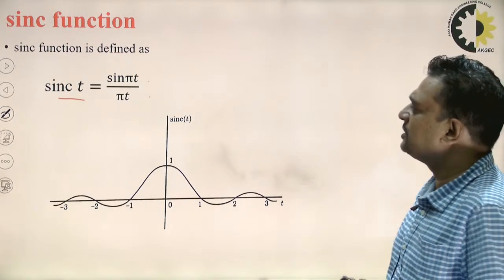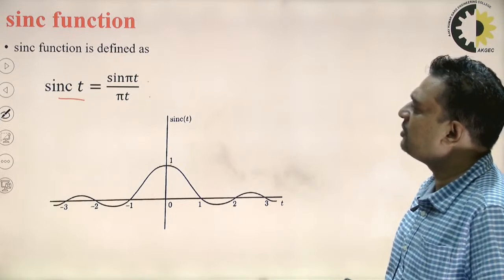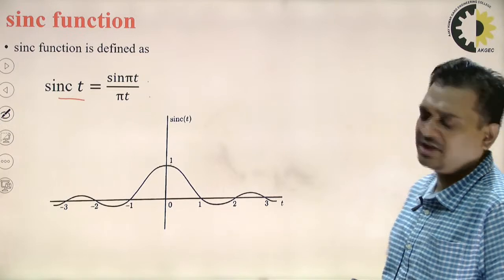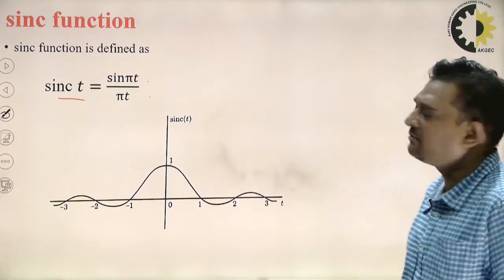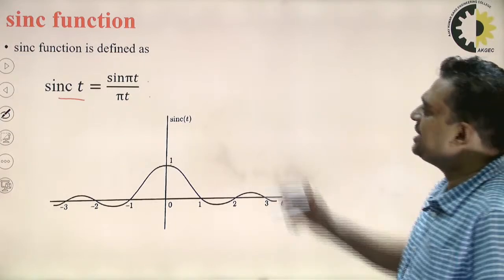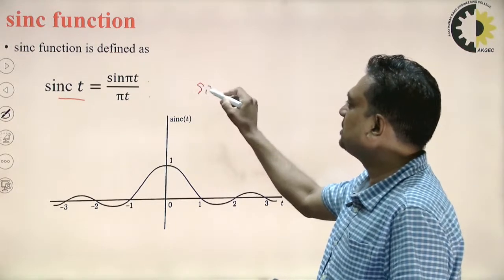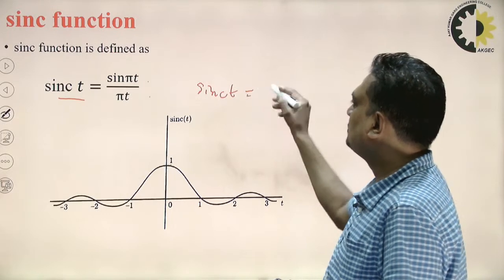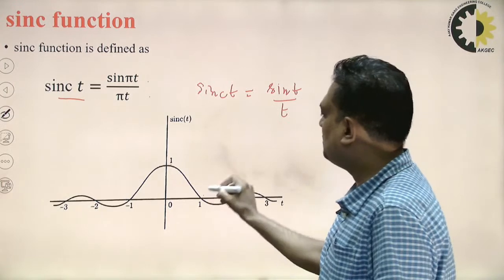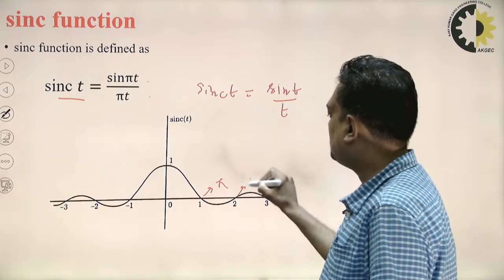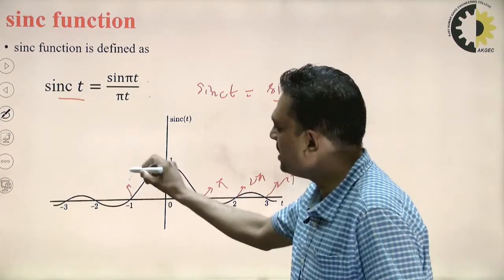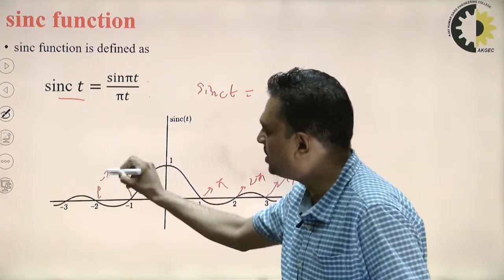Another similar type of signal is the sinc function, where sinc of t is written as sine t upon t. That is the unnormalized version of the sinc function, and the other is the normalized version. If we write sinc of t as sine t upon t, then these values are replaced by pi, 2 pi, 3 pi, minus pi, minus 2 pi, like this.